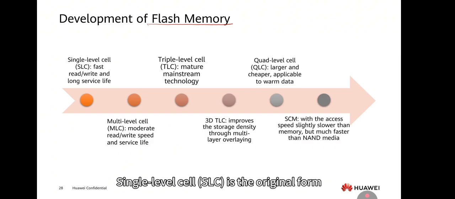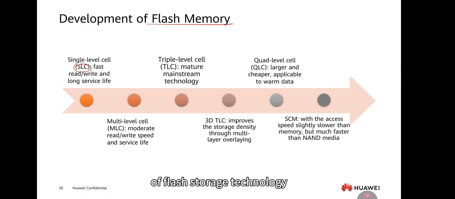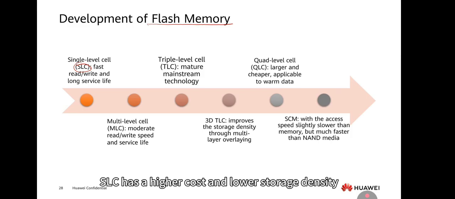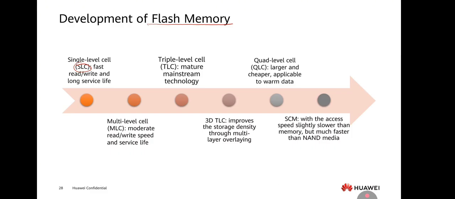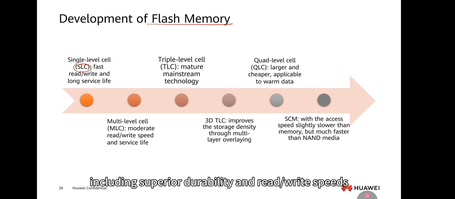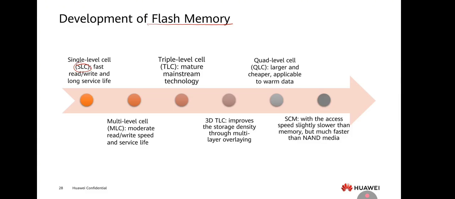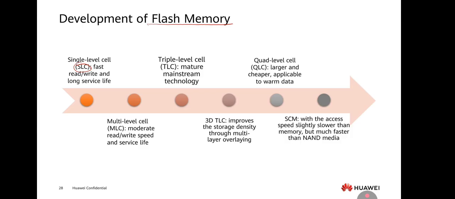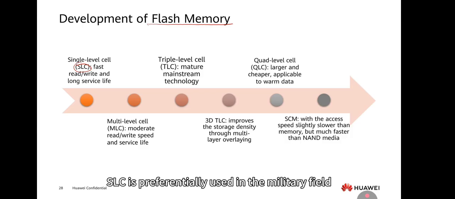Single-level cell (SLC) is the original form of flash storage technology, and each storage unit can store only 1 bit of data. SLC has a higher cost and lower storage density than later technologies, but it also has its own advantages, including superior durability and read-write speeds, with 100,000 program/erase cycles or more and extremely fast data access speeds. Therefore, SLC is preferentially used in the military field.